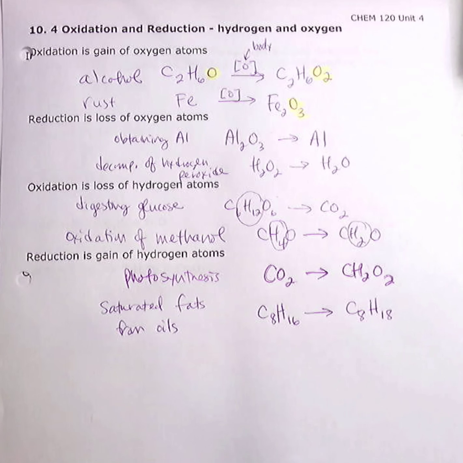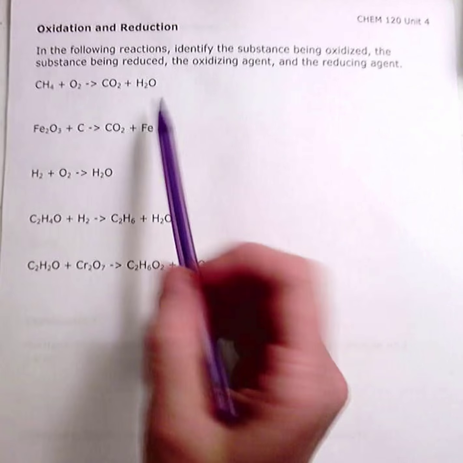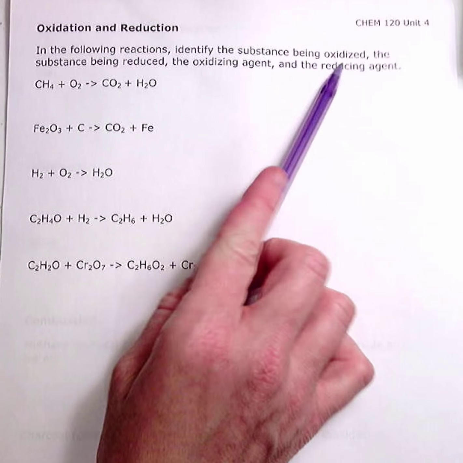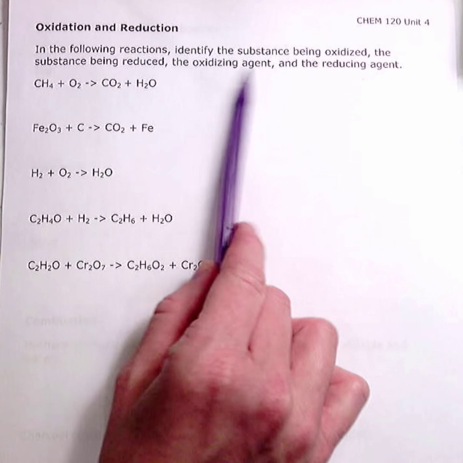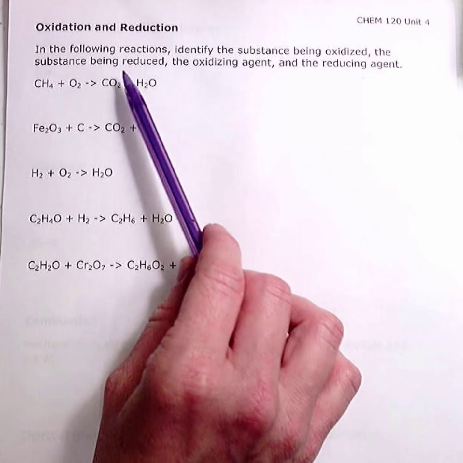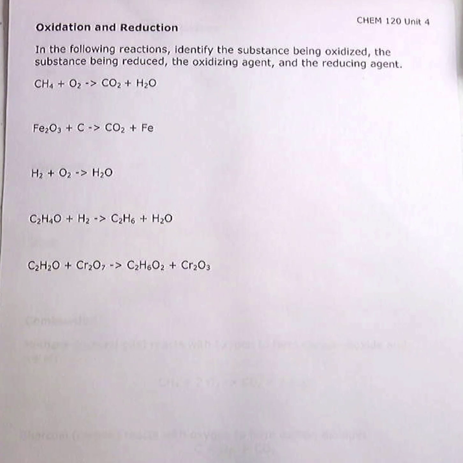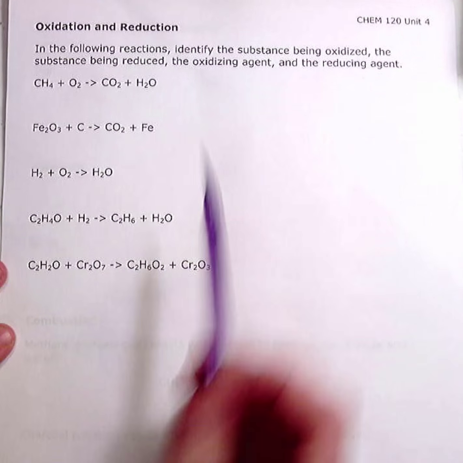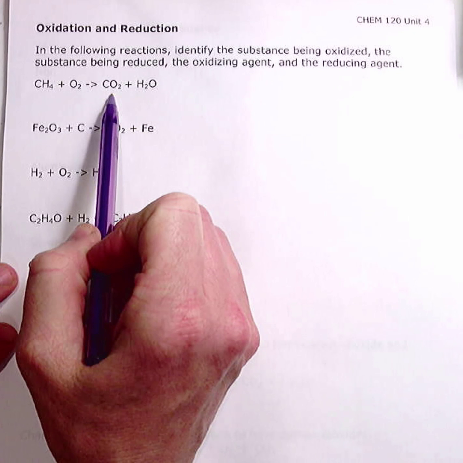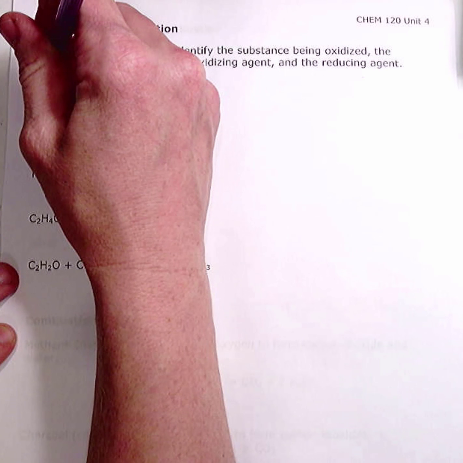Okay. So now on the next page, we're going to go over some practice problems. So in the following reactions, identify the substance being oxidized, the substance being reduced, the oxidizing agent, and the reducing agent. So we're going to do this in terms of oxygen and hydrogen. So if you look at the change from left to right, that's the key. So CH4 is going to CO2. So it's gaining oxygen and losing hydrogen.